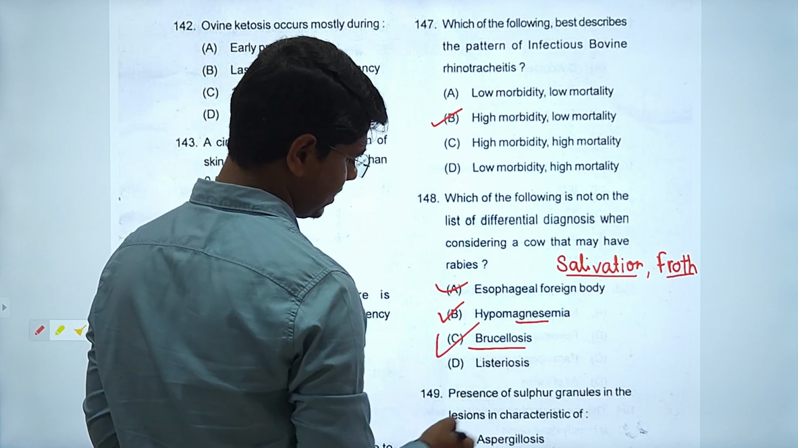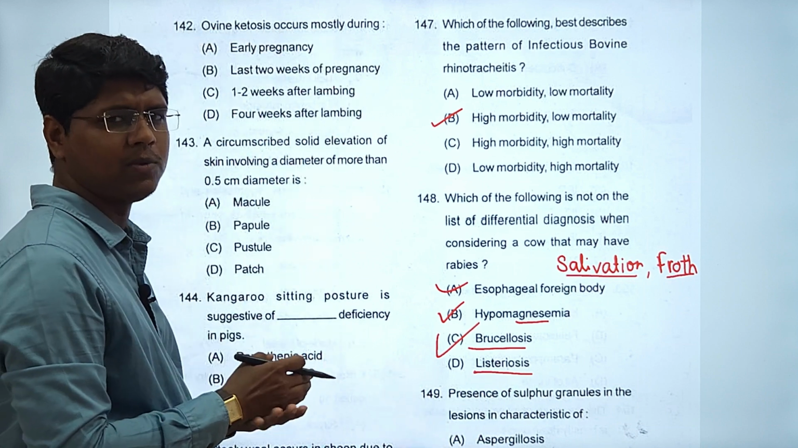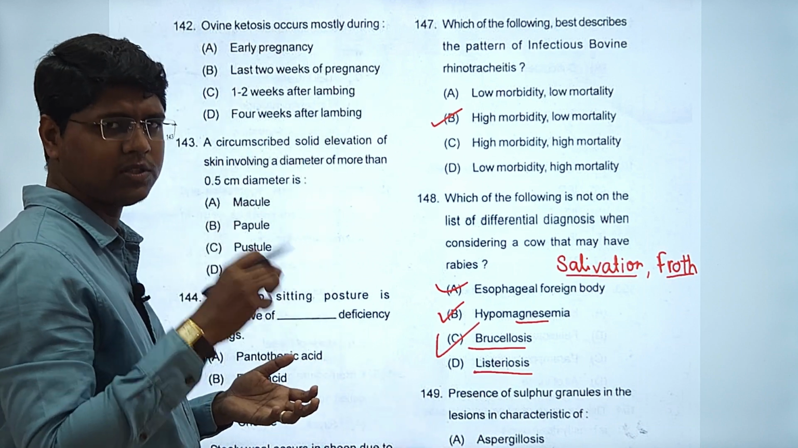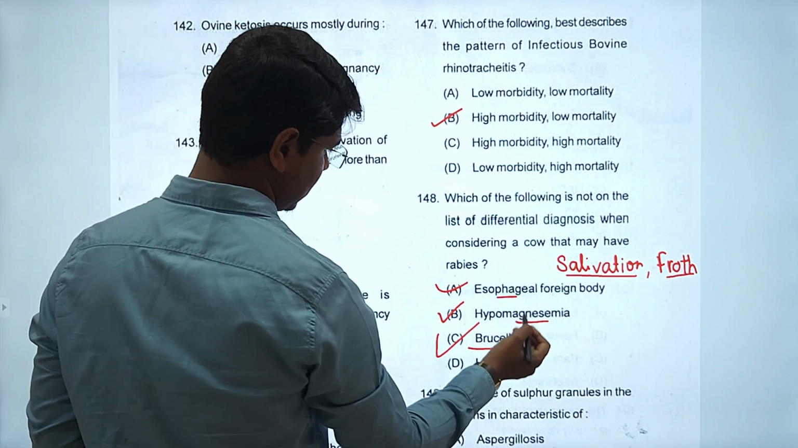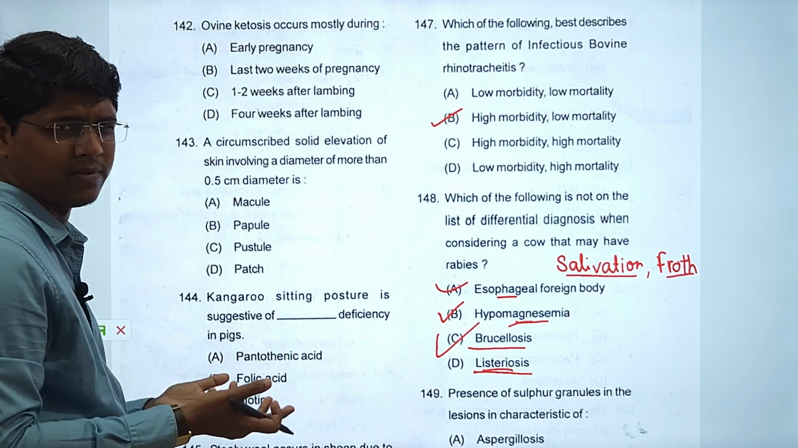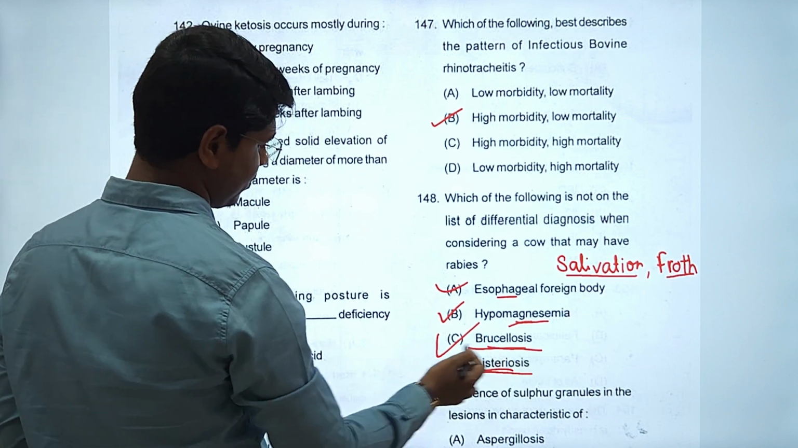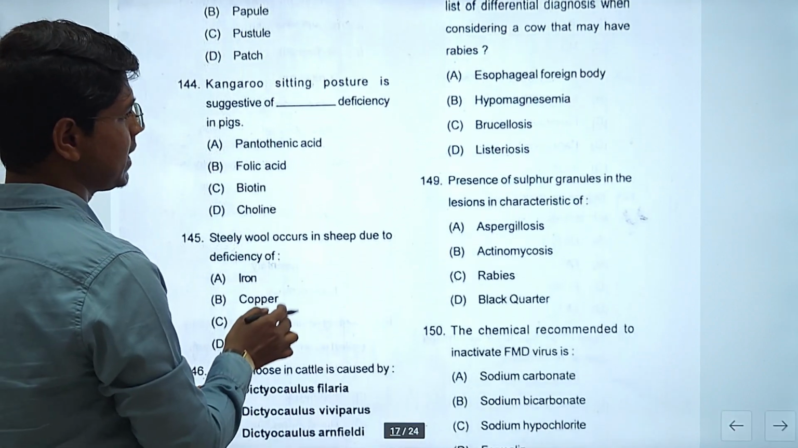The answer is brucellosis. Hysteria, that is nervous breakdown. When there are nervous signs due to convulsions, you will find froth on the mouth. So all these three, esophageal foreign body, hypomagnesemia, and hysteria, can be differential diseases, though exactly they are not. But brucellosis is far away from the differential diagnosis for rabies.